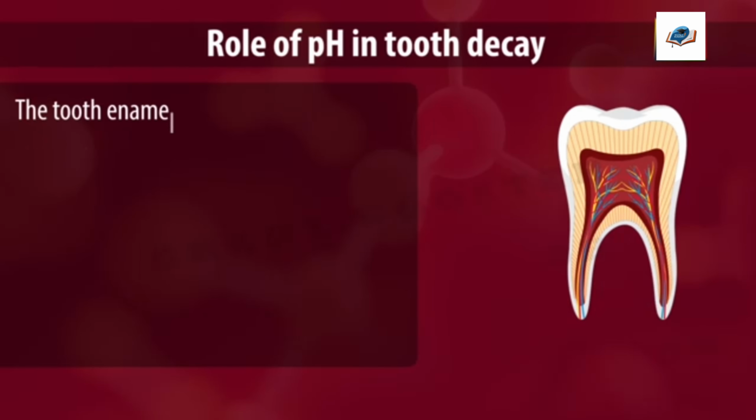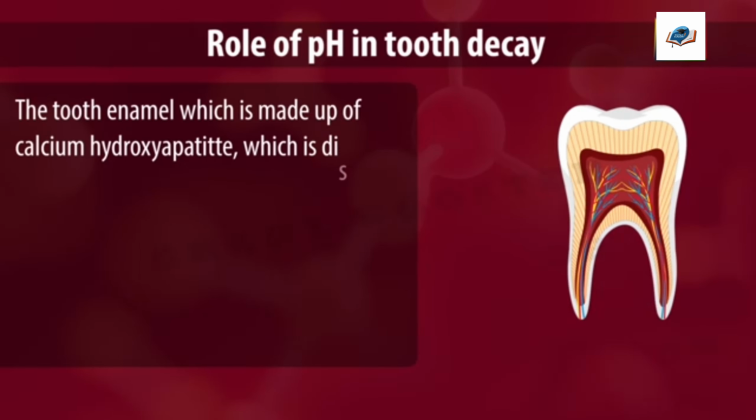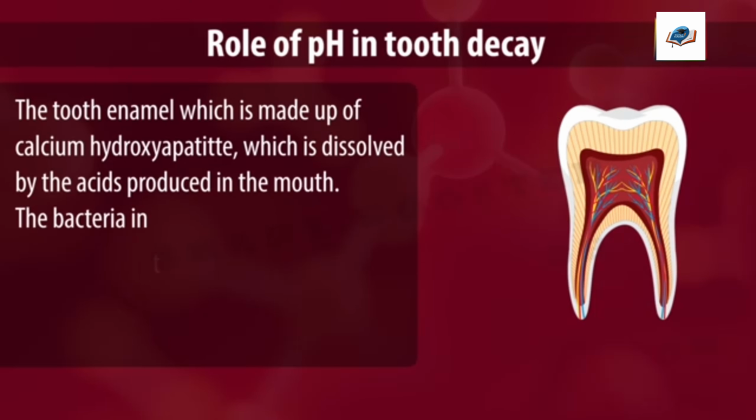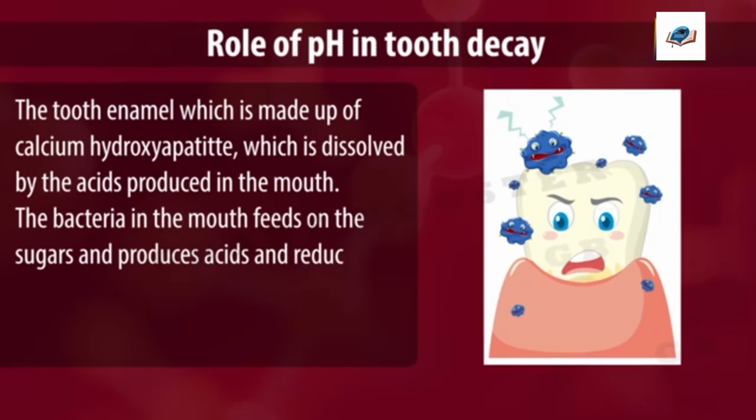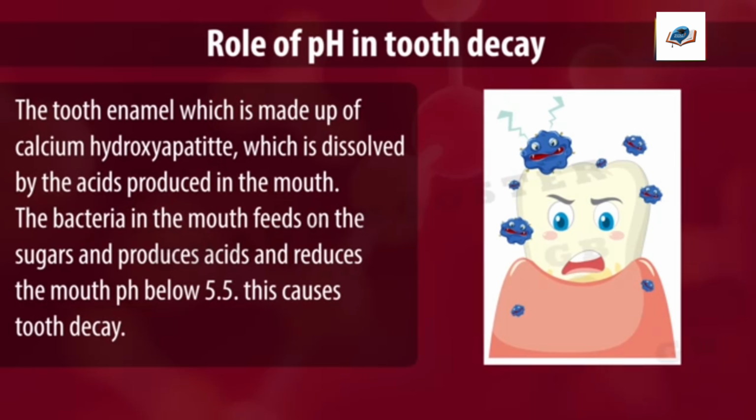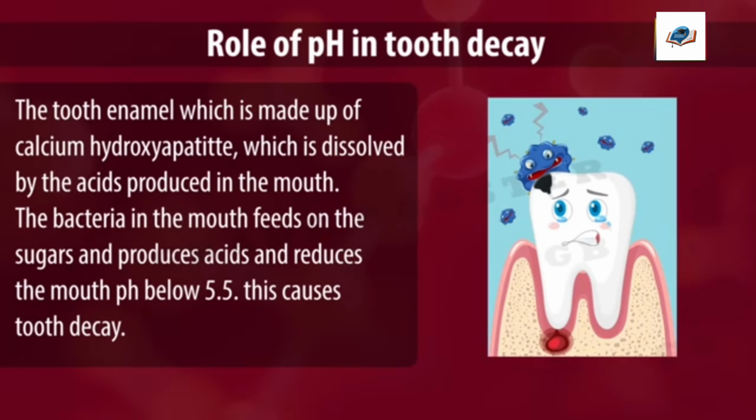Next, our tooth enamel is made up of calcium hydroxyapatite. So this substance is dissolved by the action of acids that are produced in our mouth. But how are acids produced in our mouth? The bacteria in our mouth feed on the sugars that we eat and produce acids. And these acids reduce the mouth pH below 5.5. So at this pH, it causes tooth decay.